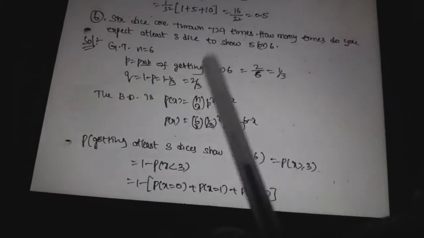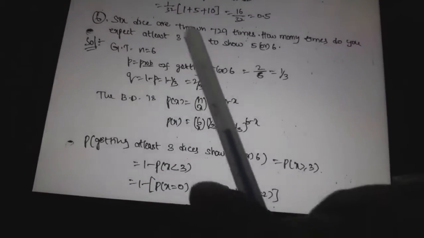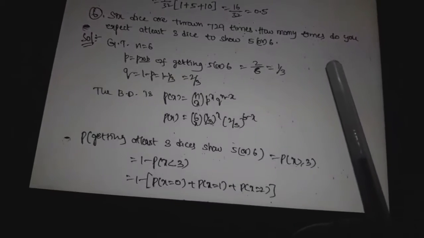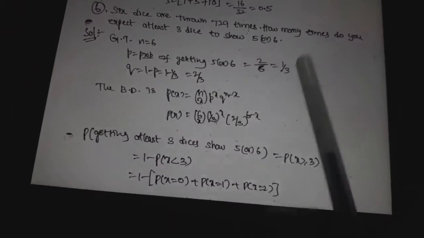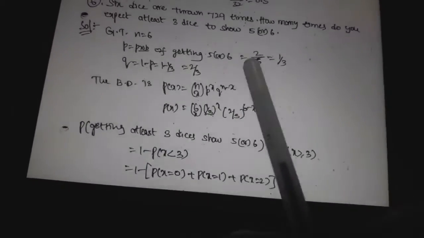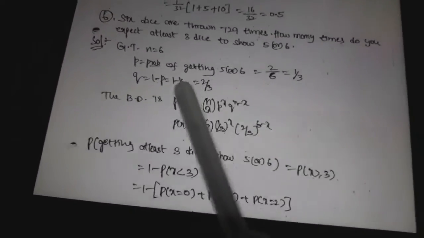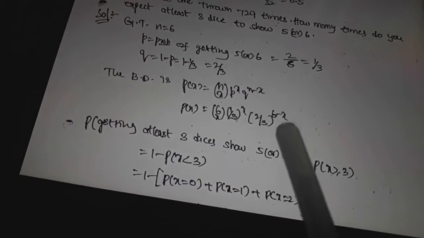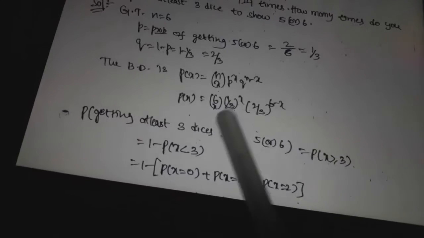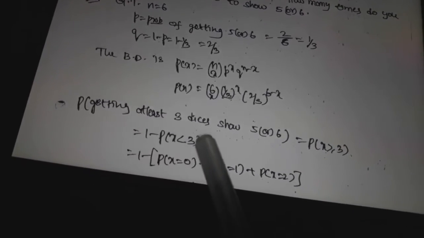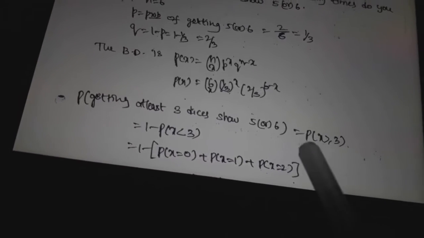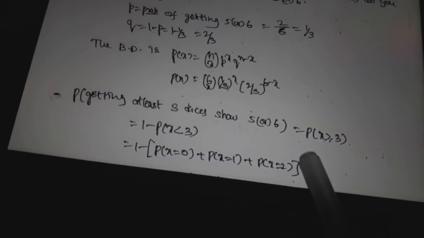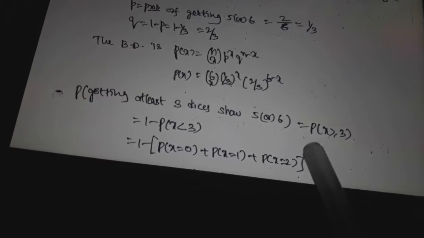Then the probability of getting 5 or 6. Total is 6 faces: 1, 2, 3, 4, 5, 6. In that, 5 or 6 means 2 favorable, so 2 by 6, which is 1/3. Then q is 1 minus p, which is 2/3. The binomial distribution is P(X = x) = 6Cx (1/3)^x (2/3)^(6−x). Then the probability of getting at least 3 dice showing 5 or 6 means P(X ≥ 3).